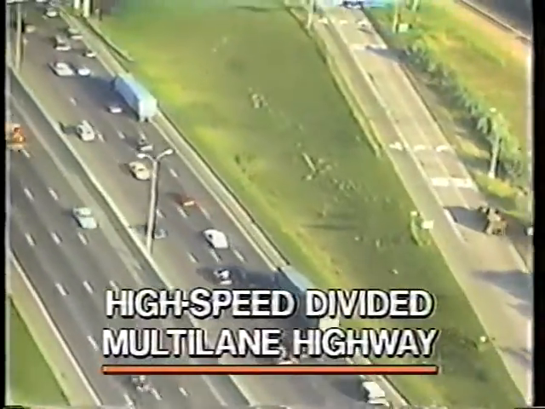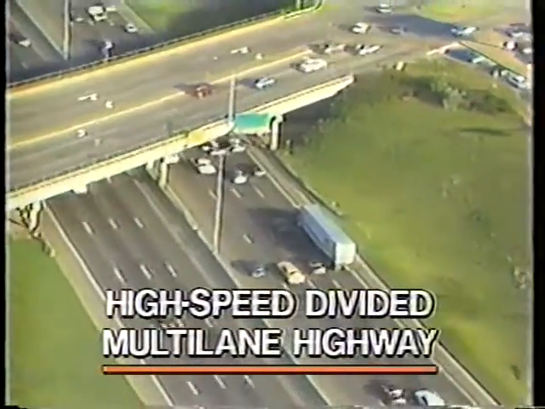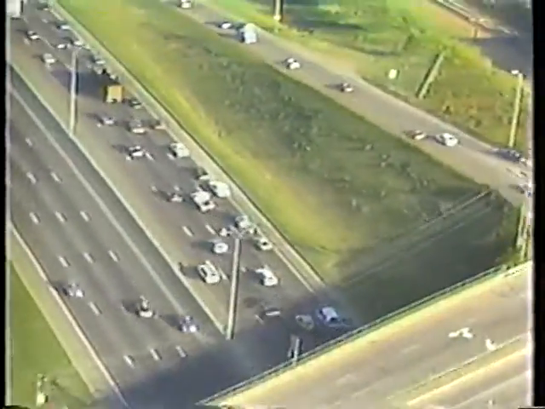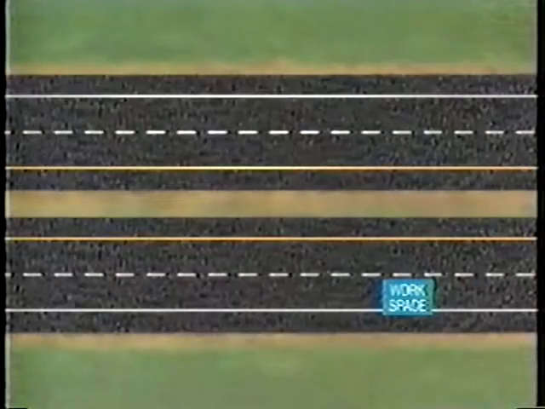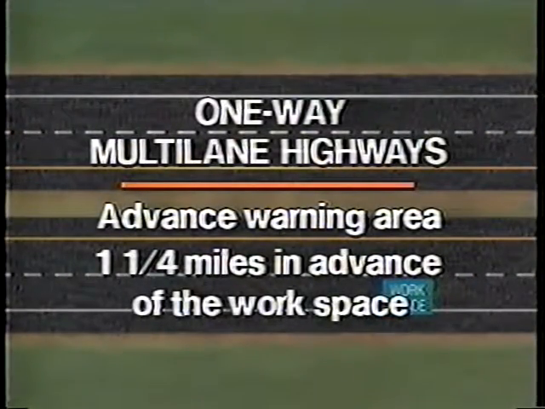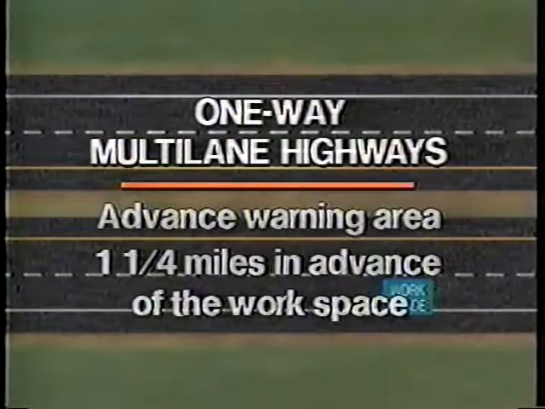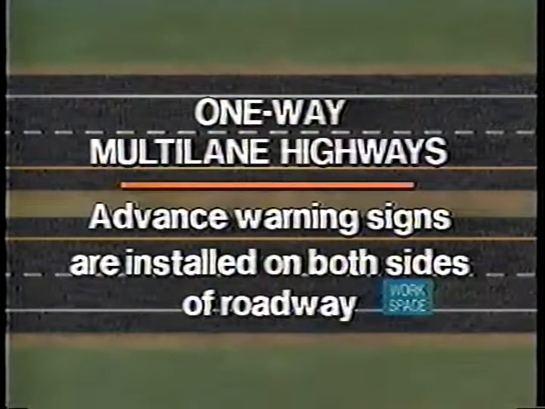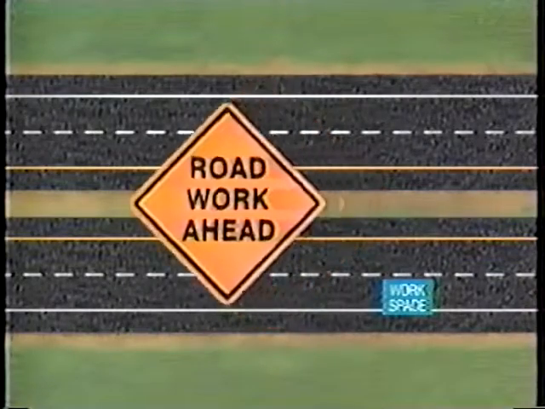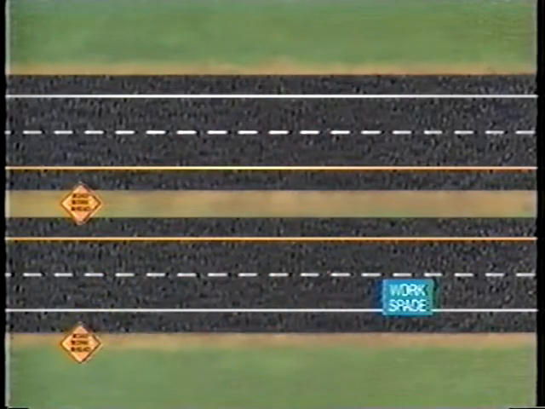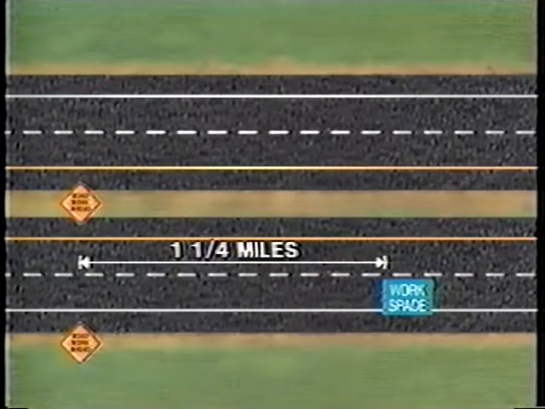The next example will be on a high-speed divided multi-lane highway, where the work being done requires the right lane to be closed. The first element installed is the advance warning area, approximately 1¼ miles in advance of the workspace. In the previous examples, the advance signs were installed only to the right of the approaching traffic. However, for one-way multi-lane roadways, the advance signs are generally installed on both the left and right sides of the roadway. The first two signs installed are the two road work ahead signs, 1¼ miles before the workspace on both sides of the roadway.